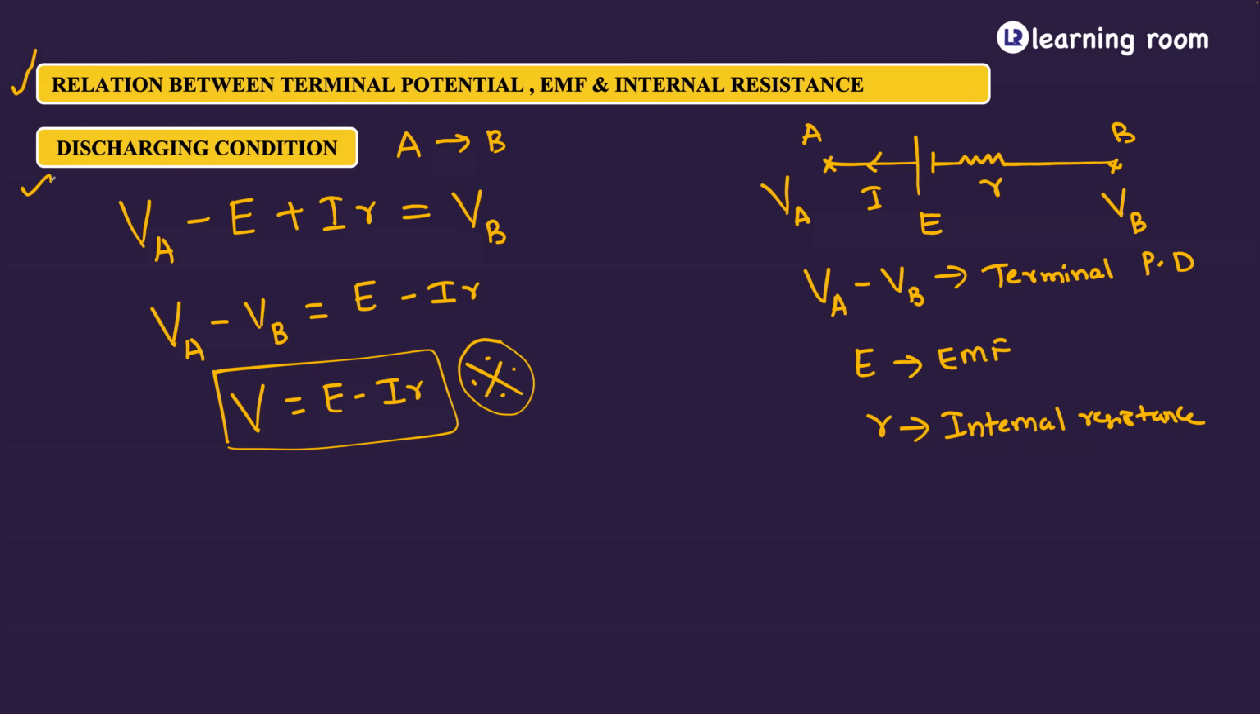Clear with this? So in this condition, the terminal potential difference will always be lesser than the EMF. So the terminal potential difference is always less than the EMF under what condition? Under the condition of discharge. Okay. So please make a note of it.